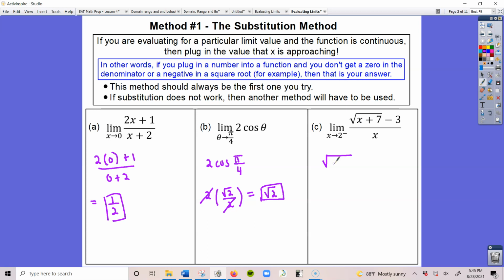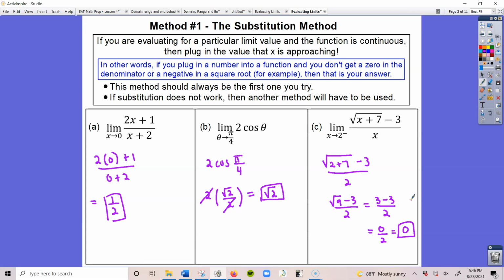We get the square root of 2 plus 7 minus 3 all over 2. 2 plus 7 is 9, so the square root of 9 minus 3 over 2. The square root of 9 is 3, so we get 3 minus 3 over 2, which equals 0 over 2, which, as we know, equals 0. So that's basically the substitution method.